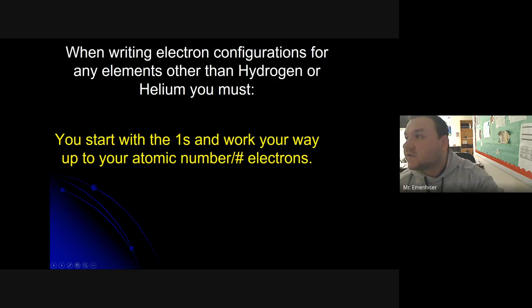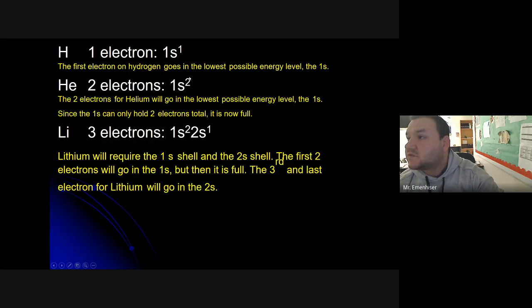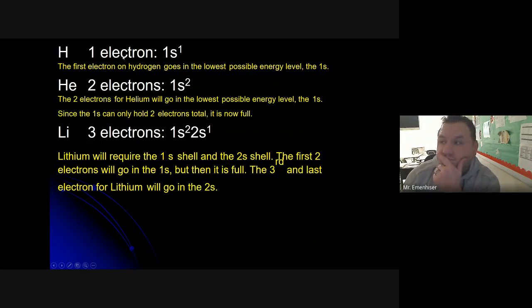When writing electron configurations for any element other than hydrogen or helium, you must what? You must start with the 1s, and work your way up to the atomic number or number of electrons. All right, and then here's the descriptions of these, and y'all can just copy these from the video or from the PowerPoints. So the hydrogen, it has 1 electron, and so it's 1s1. And the reasoning for that is the first electron on hydrogen goes in the lowest possible energy level, the 1s.